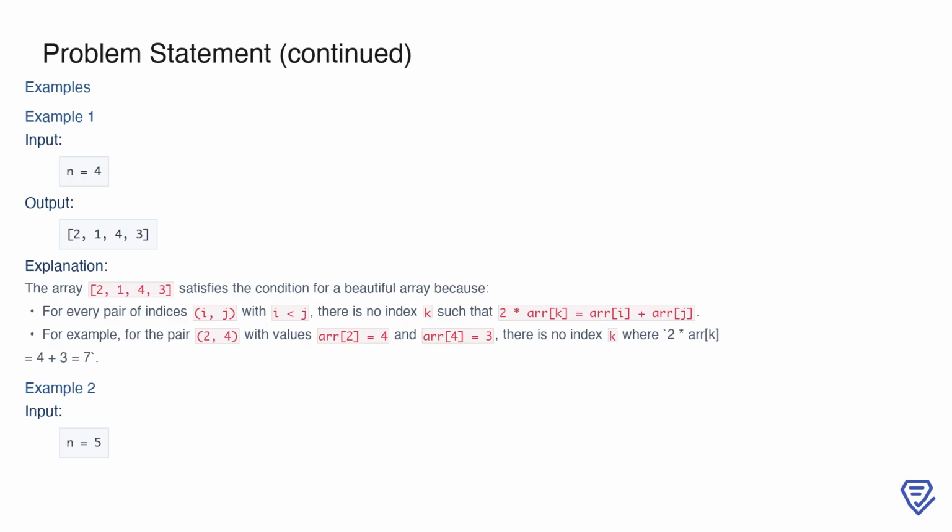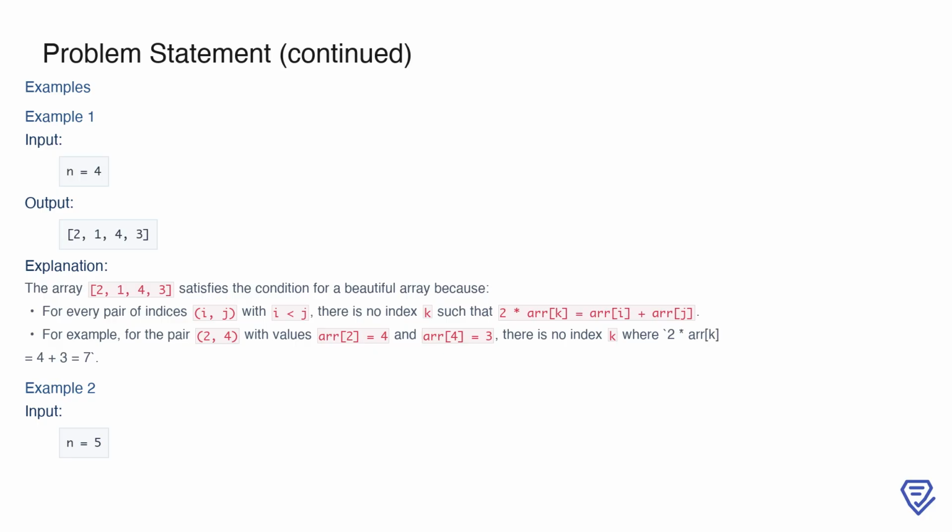For n equals 4, one valid beautiful array is 2, 1, 4, 3. This array satisfies the beautiful array condition because, for every pair of indices i, j, where i is less than j, there is no index k such that the value at arr[k] is the arithmetic mean of the values at arr[i] and arr[j].